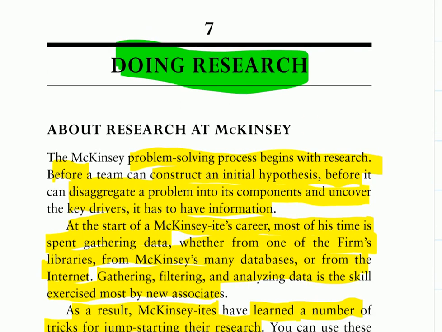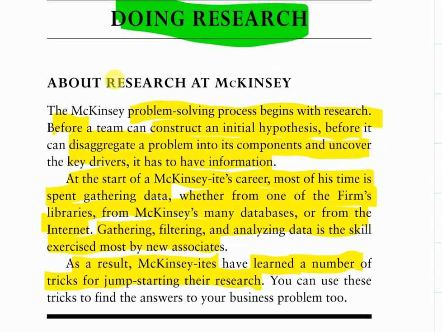This chapter talks about doing research at McKinsey. The author says that any problem solving process at McKinsey begins with research. Before a hypothesis is made, before a problem is disaggregated into its components and the key drivers are uncovered, the team has to have information. At the start of any McKinseyite's career, most of his time is spent gathering data, and that data can be gathered from the firm's libraries, databases, or from the internet. Gathering, filtering, analyzing data is the skill exercised by most new associates, and as a result, McKinseyites have learned a number of tricks for jump starting their research.